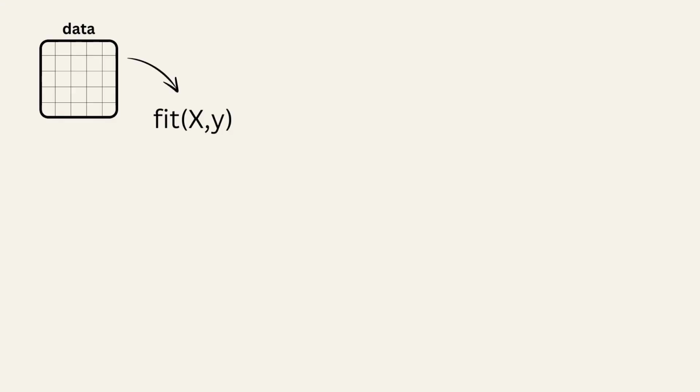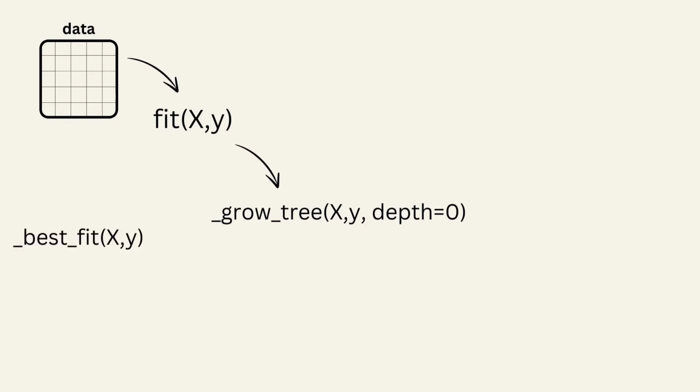So the overall working of the code is like this. First, we pass our input into the fit method. The fit method will take the help of the underscore grow tree method to create the tree. The underscore best split method is used to find the necessary values of feature index and threshold of the current given data. Here I'm emphasizing the word current since the best split finds threshold and feature index for each node's dataset, which will make much more sense when we code it out.